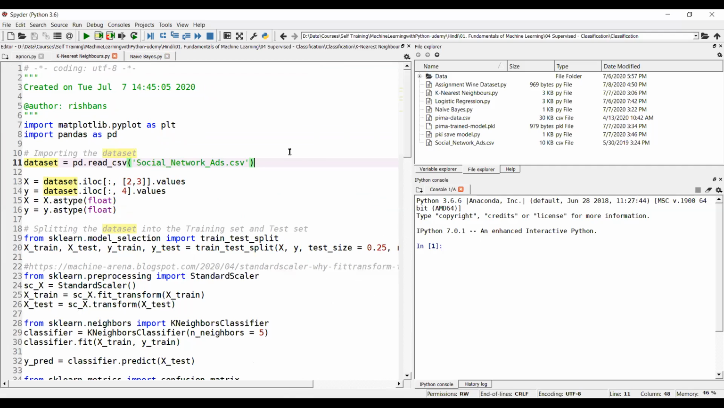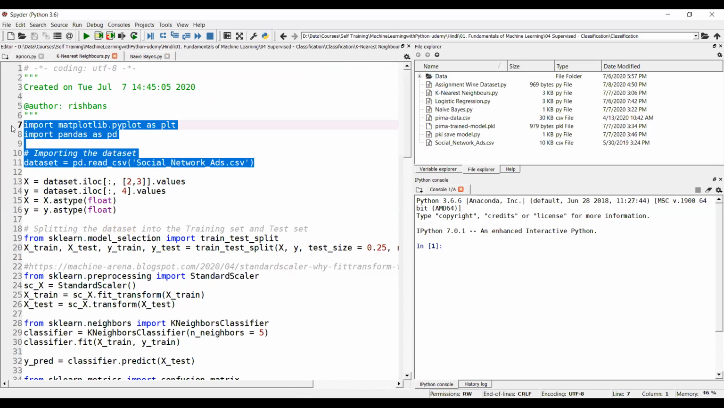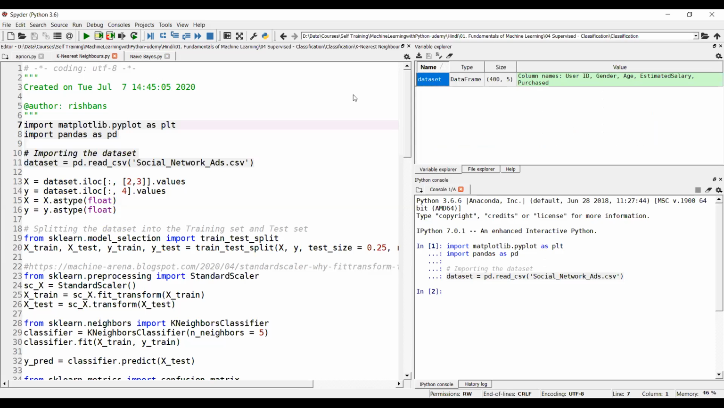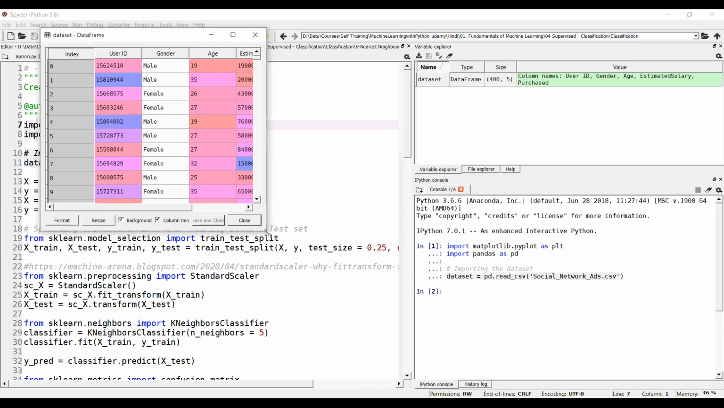Okay, you can see my Spyder screen, right? Yes, Rishi. So now you just execute these three. Okay, it executed successfully. Now see the data set.